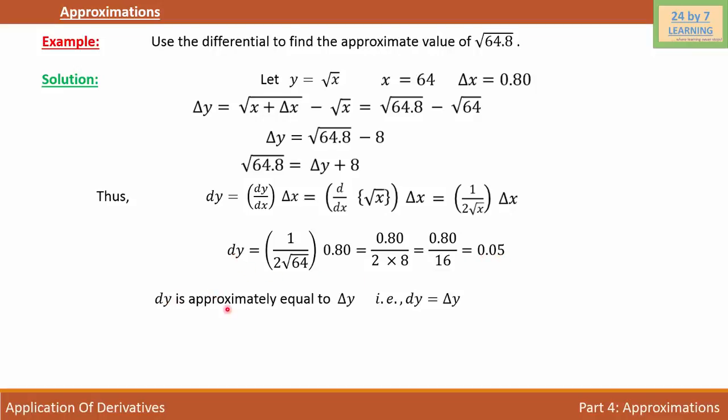As we know, dy is approximately equal to delta y, so I can substitute dy for delta y. If I do that, I will write the value of delta y as 0.05. So let's substitute the value of delta y over here. If we do that, we will write square root of 64.8 is delta y plus square root of 64. Delta y is 0.05, plus square root of 64 is 8. So 0.05 plus 8 is 8.05, and this is the square root of 64.8.